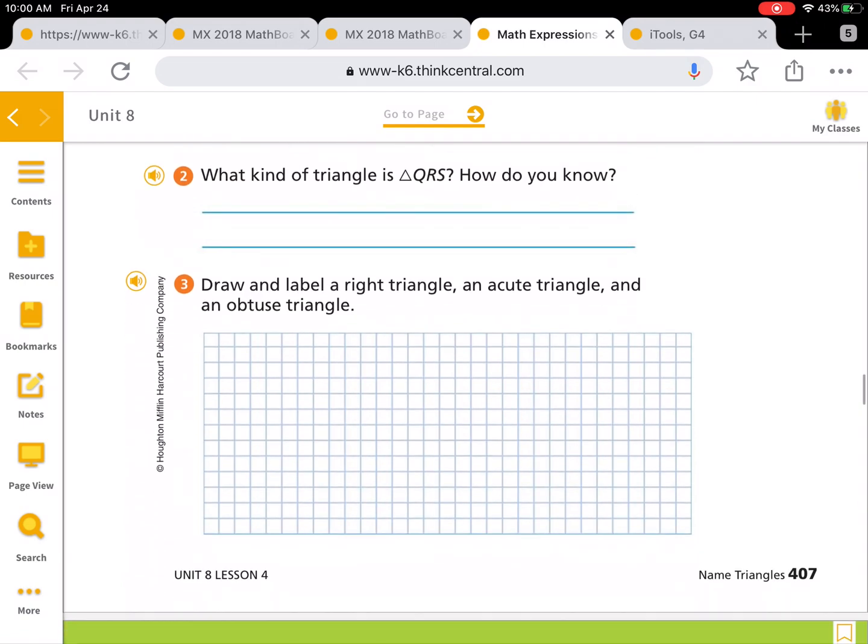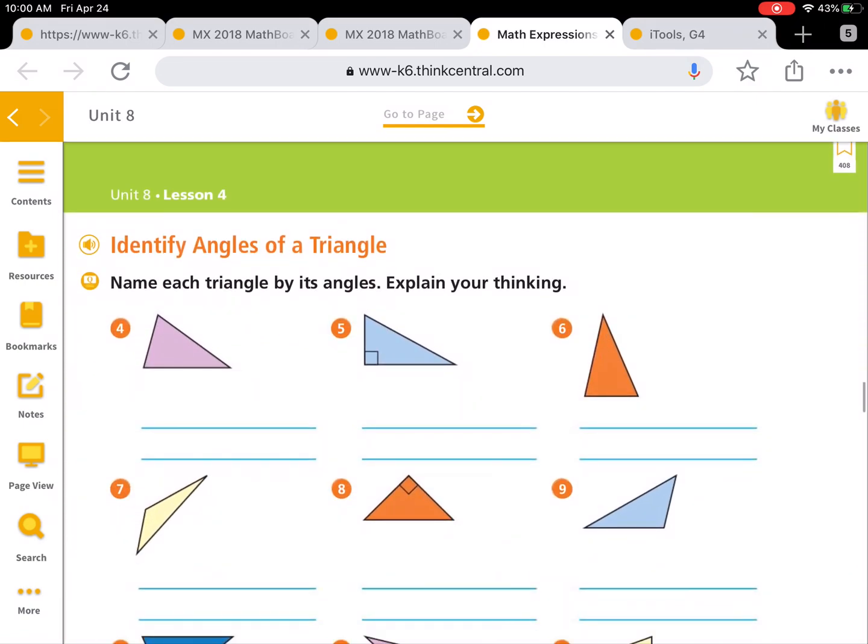Let's practice a little bit on page 408. You're going to have one answer here for now. Name it by its angle. And then it's asking you to explain your thinking. So pause the video now.